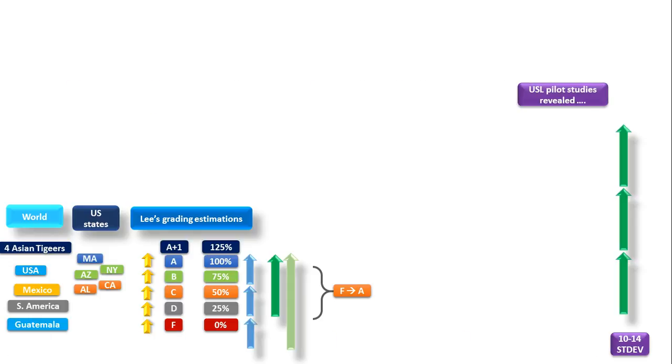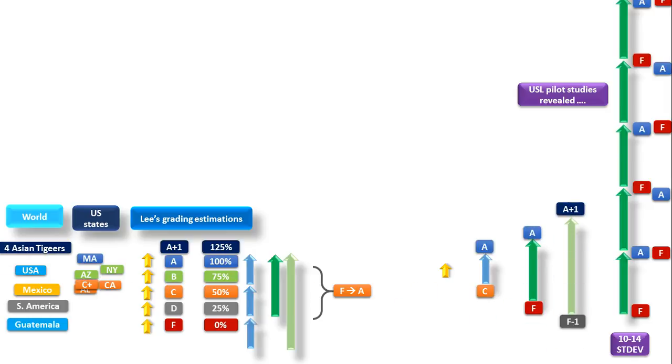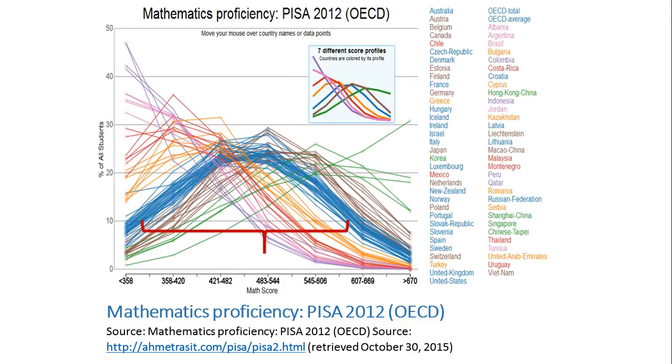The USL pilot study revealed 5, 6, 7 times over A to F. It's staggering. Now 3 to 1 standard deviation, half a standard deviation, each one is this kind of great difference, and it's staggering. But it's too much for most people to handle. We focus right now initially on USL 0.5 for the half standard deviation, which is California to New York, Arizona to Massachusetts, half a standard deviation, New York to, let's say, Finland also.